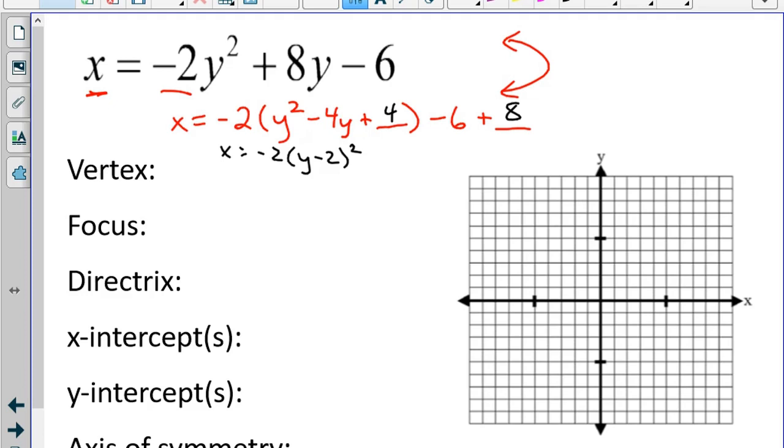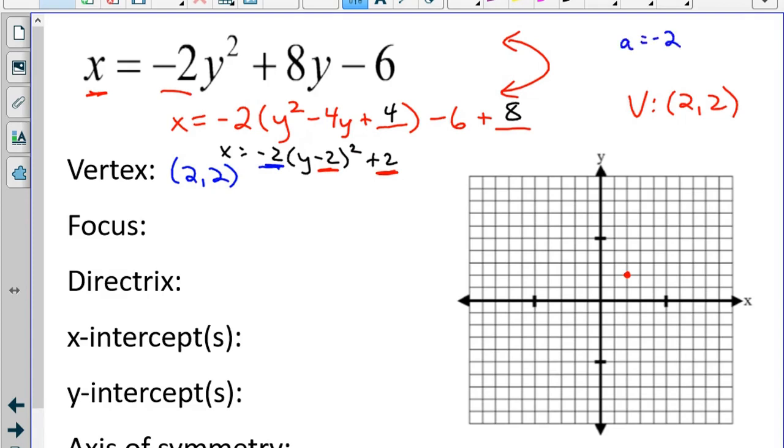So I end up with -2 times y minus 2 squared plus 2. That means that my vertex in this problem is at 2 for x and 2 for y. So my vertex is at 2, 2. I will be opening left, and I can figure out where my focus and directrix are, but I can also do some calculations based on things that I learned in the past. So this -2 is an a value, since a equals -2.